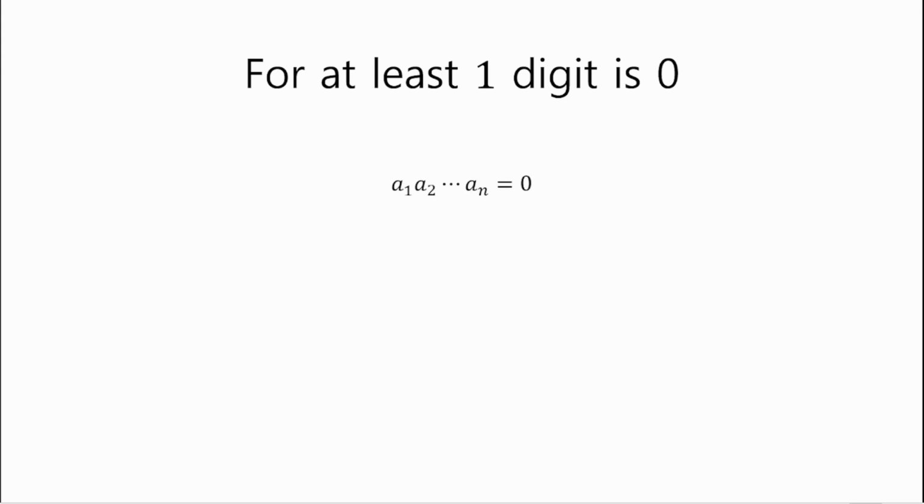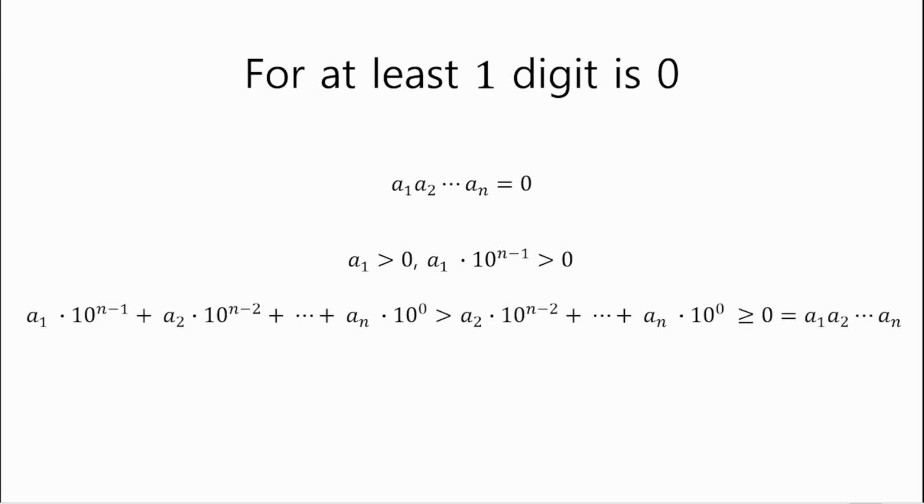Knowing that the product of a1 times a2 on and on times an is 0, we know that a1 is bigger than 0, and a1 times 10 to the power of n minus 1 is also bigger than 0. Add to both terms a2 times 10 to the power of n minus 2 plus a3 times 10 to the power of n minus 3 plus so on and on plus an times 10 to the power of 0, and we get the following inequality.